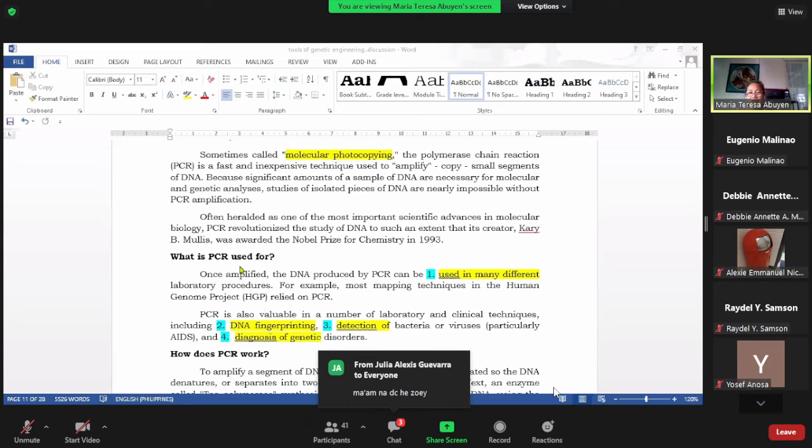Now, PCR is also used for detection of bacteria and viruses. Detection of bacteria, detection of viruses. That is why it is used in the COVID test.